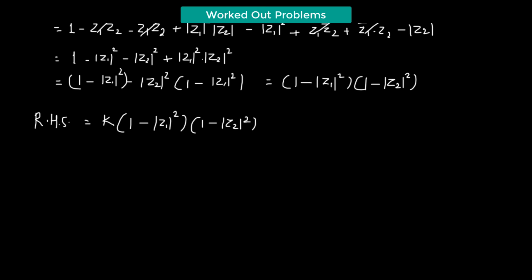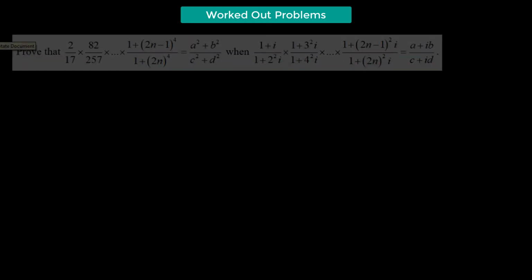So equating both sides, we get the value of k to be equal to 1, since the left hand side is equal to the right hand side. This is the answer. Let's move on to the next question.